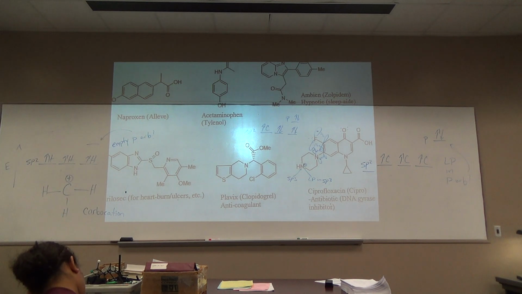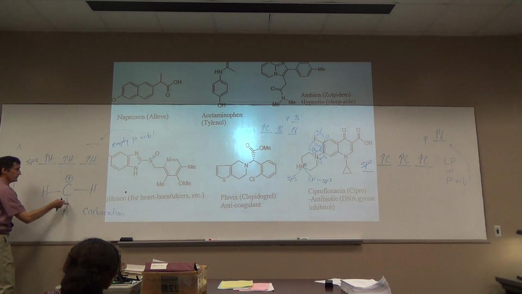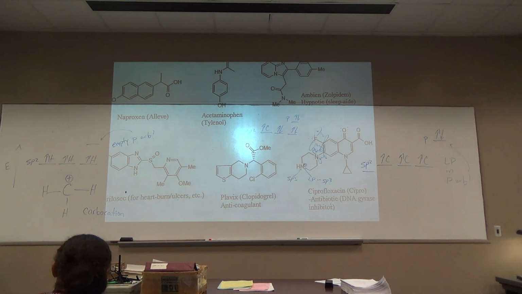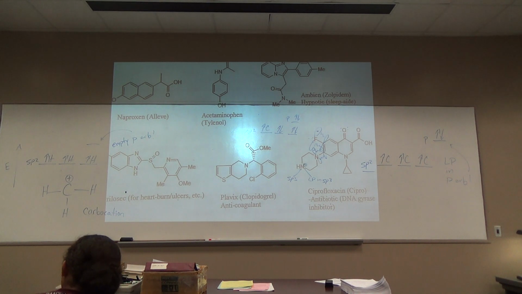Empty p orbital. It does not have an octet. How many electrons around this carbon? 2, 4, 6. It's missing two from an octet. An empty p orbital is what we say. Do you think this would like electrons? We had this species, this molecule. Do you think it would like electrons? Yes. It would like electrons because it would like to achieve a filled octet.